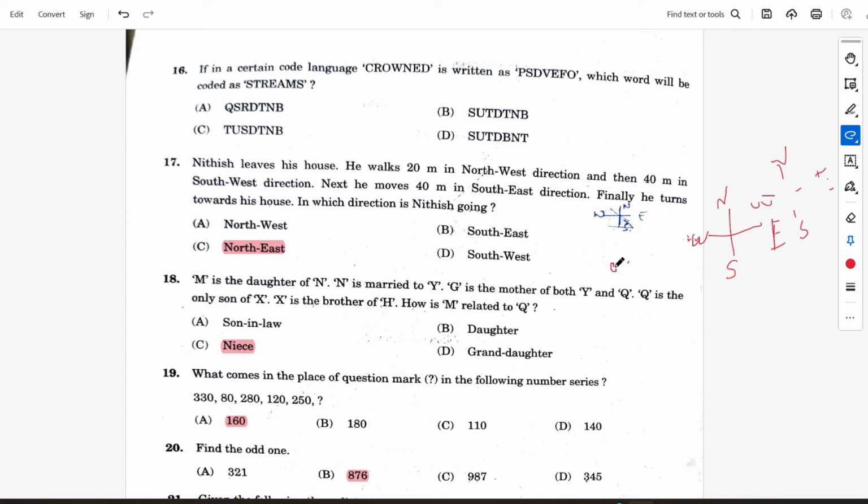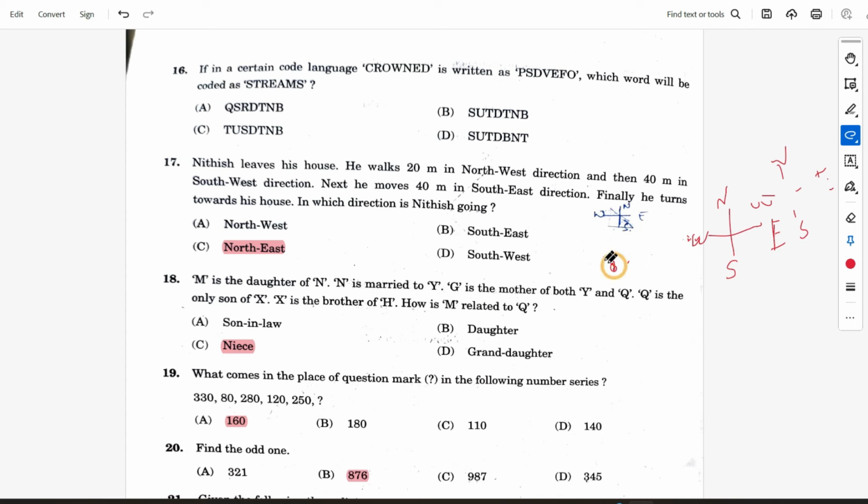Okay, the person is standing at this point. This is north, south, east, west. These are the directions. First Nitish leaves his house. He walks 20 meters northwest. This is north, this is west. It means he will go in this way.